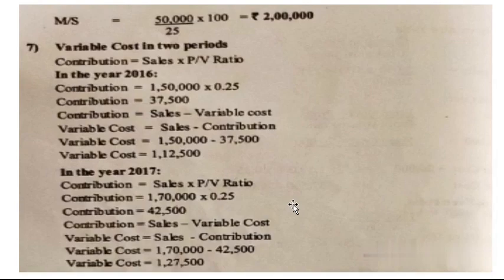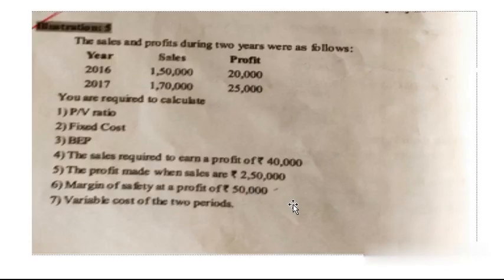So the next problem we are going to discuss is illustration 5. The sales and profit during 2 years were as follows. Here sales for 2 years is given, so you will use one different formula here. You are required to calculate the PV ratio, fixed cost, break-even point, the sales required to earn a profit of 40,000, the profit made when sales are rupees 2,50,000, the margin of safety at a profit of rupees 50,000, and the variable cost of the 2 periods. So now let us get into the calculation.